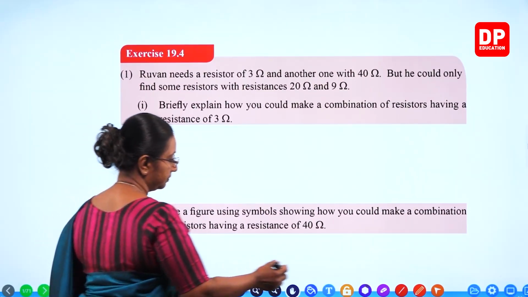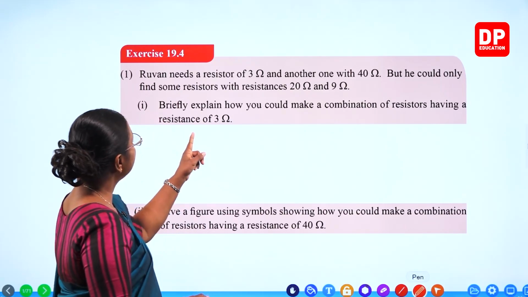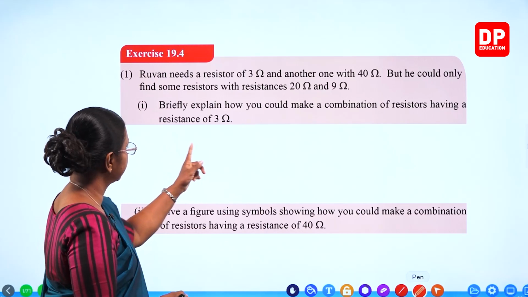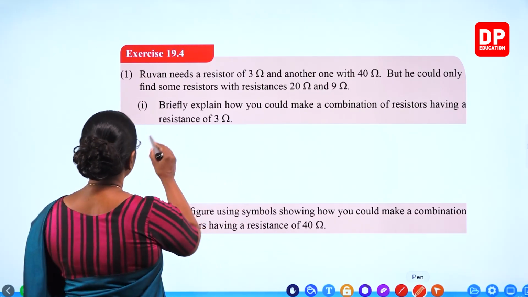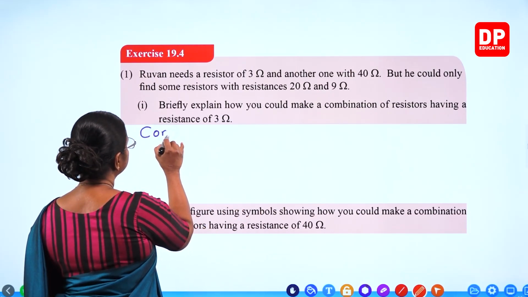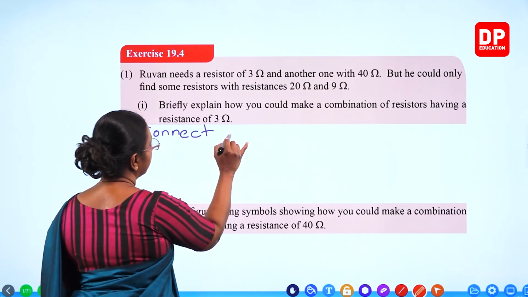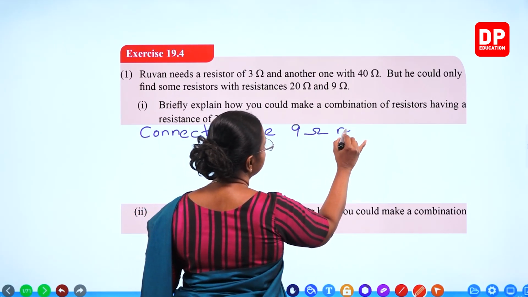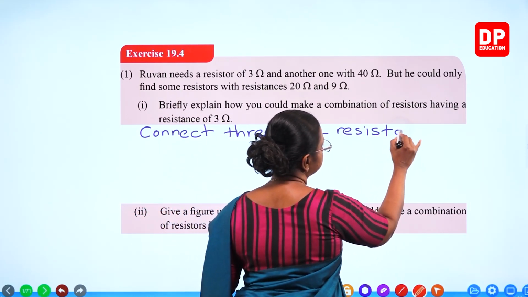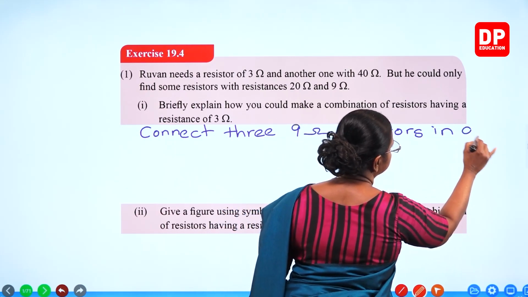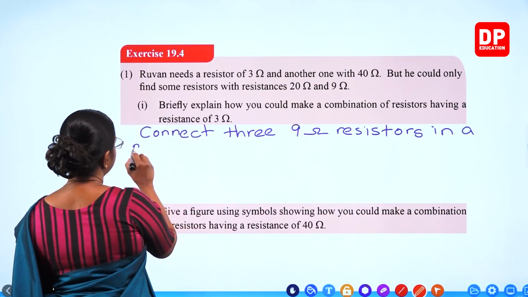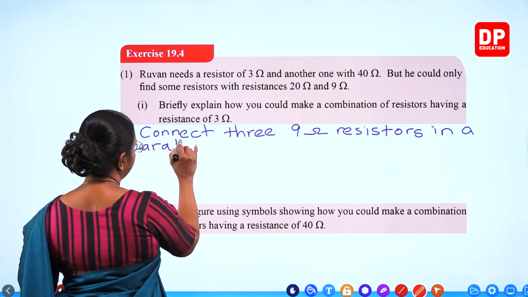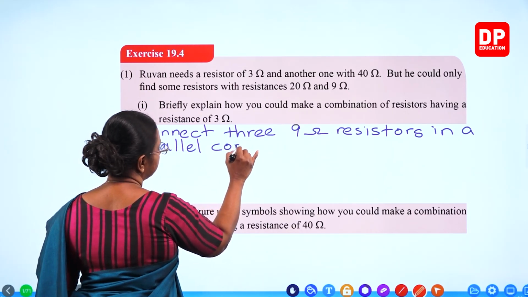So here, briefly explain how you could make a combination of resistors having a resistance of 3 ohm. Here we can say: connect 3 9 ohm resistors in a parallel combination.